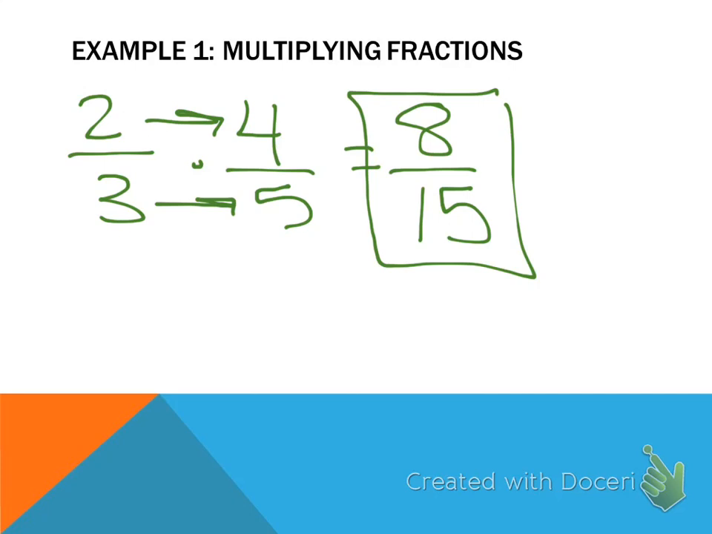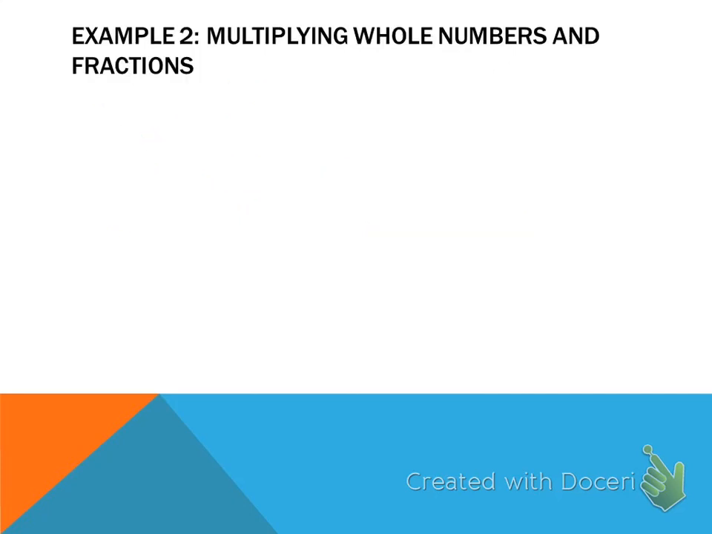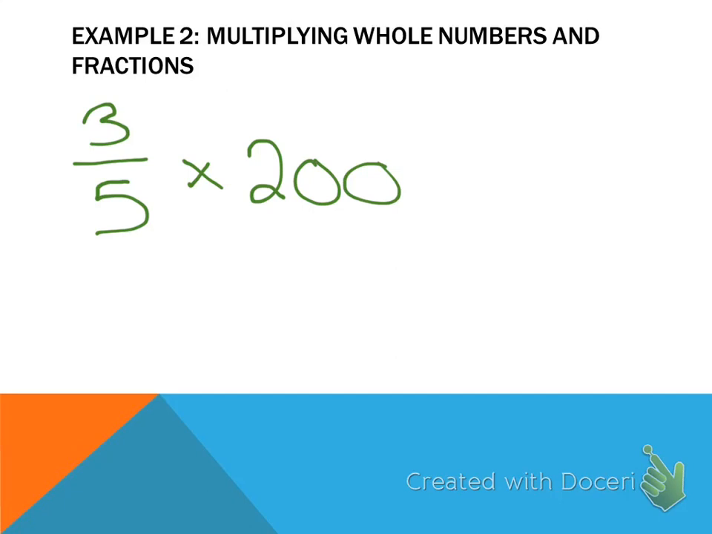All right, moving on to example 2. Now we're multiplying whole numbers and fractions. In this example, we have 3/5 times 200. Well, remember, anytime you have a whole number, it's like that whole number is over 1. Okay, so just imagine it to be over 1.